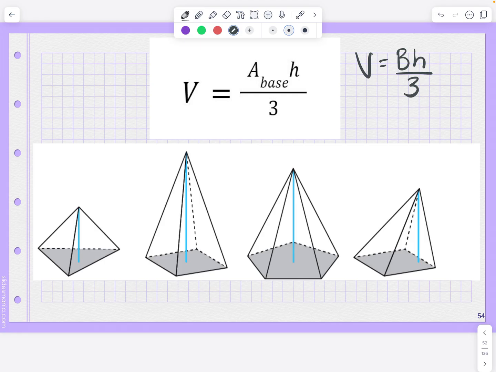Because what that means, and what the video in class showed, is if I have a prism that has the same base and height as a pyramid, 3 pyramids would fill the prism. Or if I have the prism, 1/3 of the prism would fill up the pyramid. So all of these formulas for pyramids will be the volume of a prism divided by 3. If it comes to that point, we divide it by 3.